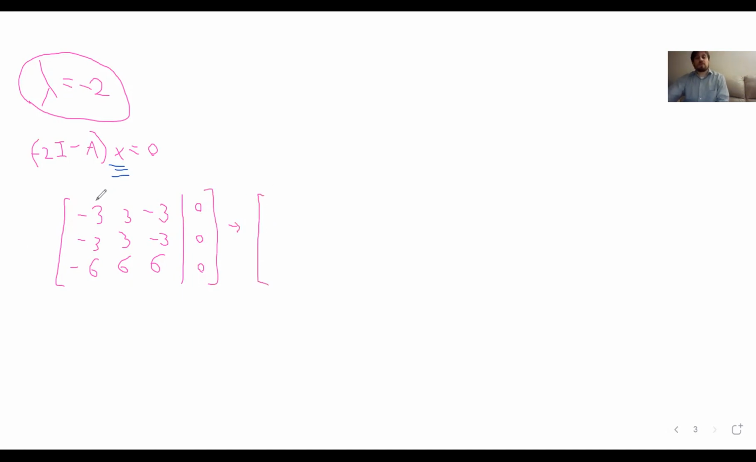Okay, so I'm going to multiply the first row by -1/3. So -1/3. Now we're going to take 3 times the top row and add it to the next row, the new top row to the old second row. So you get a 0, 0, 0, 0. I'm going to take 6 times the top row and add to the old third row.